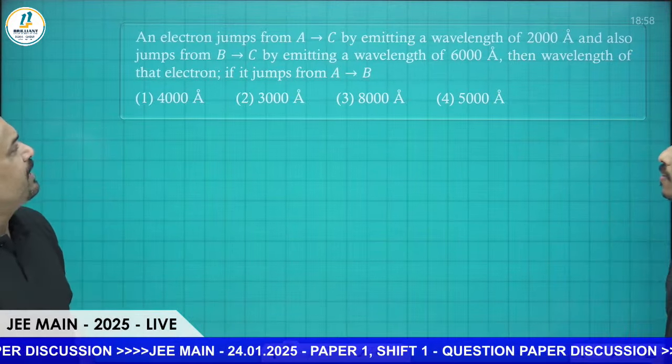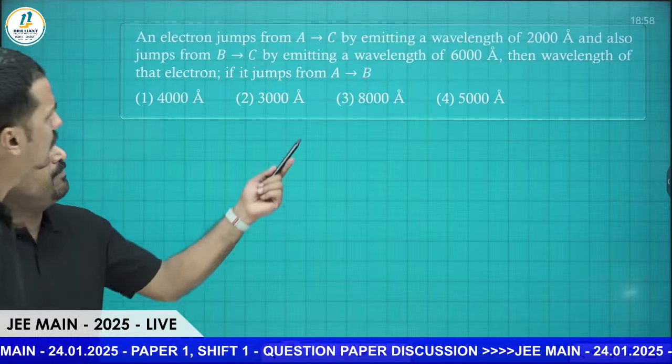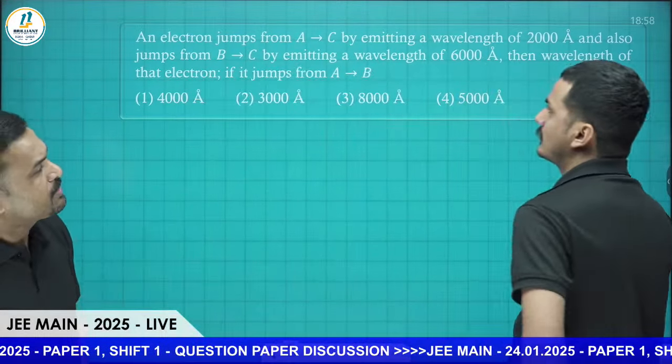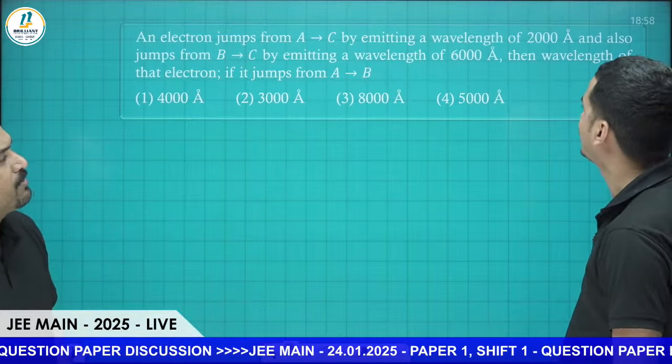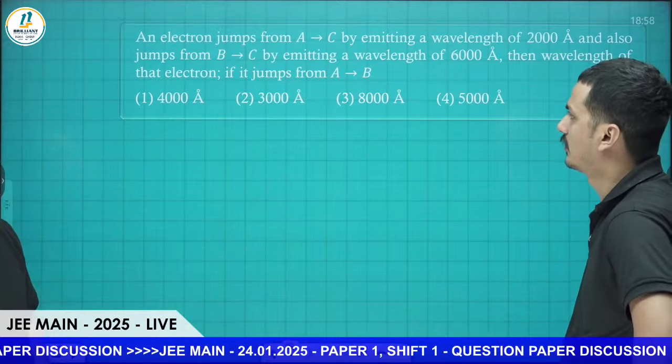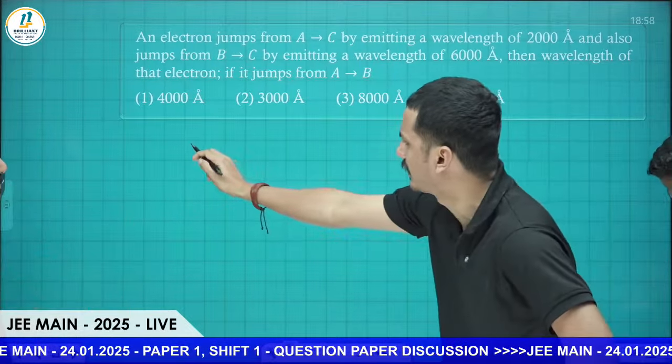Correct. So an electron jumps from A to C by emitting a wavelength of 2000 Angstrom, and also jumps from B to C by emitting a wavelength of 6000 Angstrom. Then find the wavelength of the electron jump from A to B. I think we can explain this one easily.